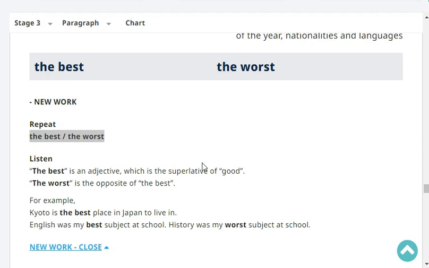The best is an adjective, which is the superlative of good. Good, better, best. Okay? The worst is the opposite of best, which is the superlative of bad or worse. For example, Kyoto is the best place in Japan to live in. English was my best subject at school, and mathematics was my worst subject at school.